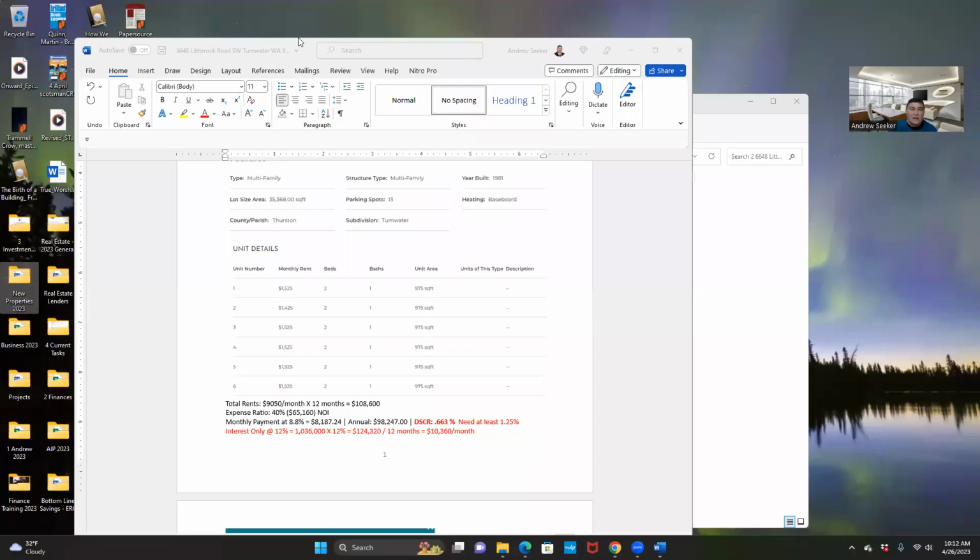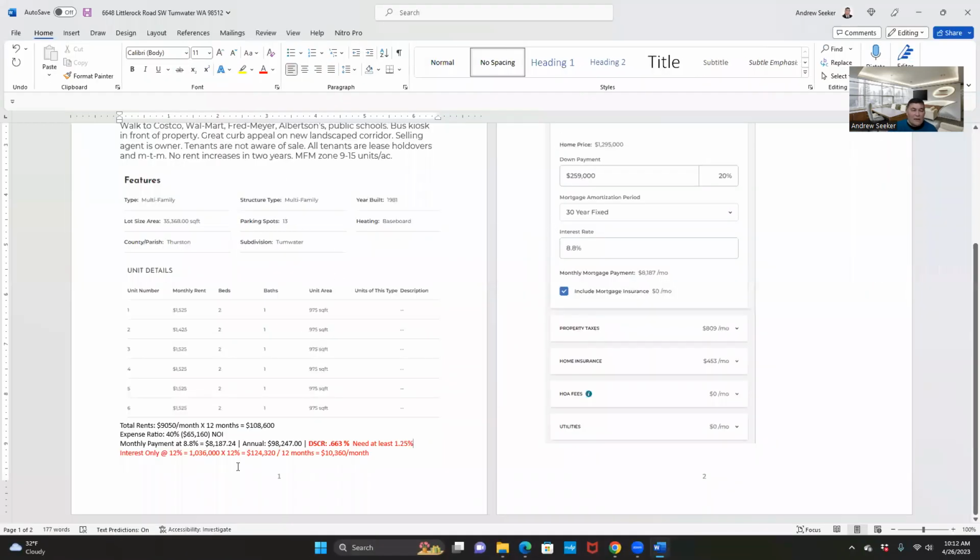Oops, what's going on here? I didn't want to stop sharing my screen. I just wanted to increase the size of the spreadsheet here.